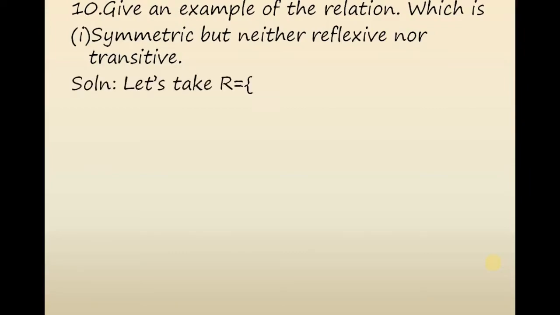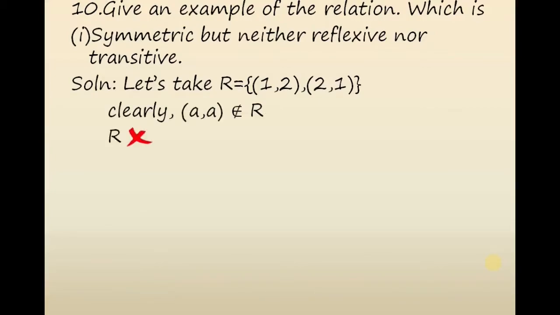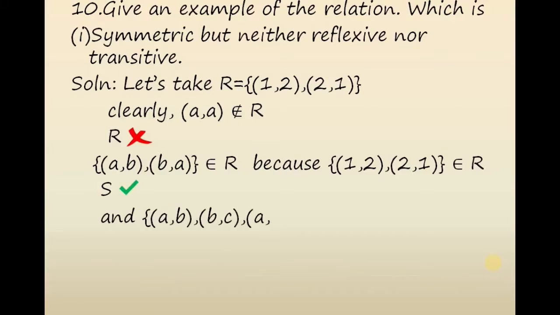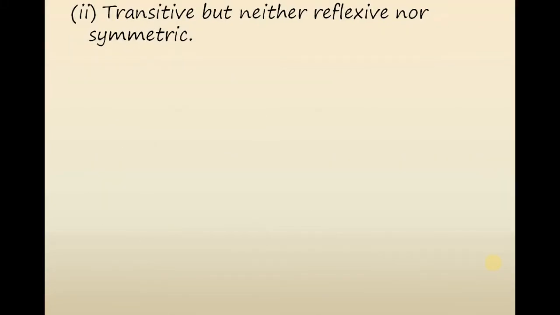Let's see. For this, let's write a simple one. Let's take the relation (1,2) and (2,1). It is symmetric, right? That is what they're asking. They're telling it has to be symmetric but neither reflexive nor transitive. So done. That's all. You don't have anything like (1,1), so it's not reflexive. You do have (1,2) and (2,1), which is symmetric. And obviously it's not transitive.